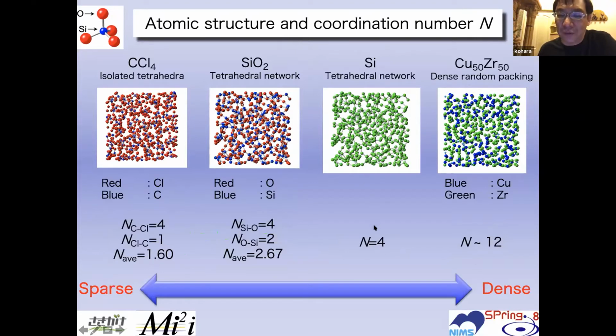In amorphous silicon, coordination number is 4 because every silicon atom has 4-fold. And in silica, silicon has 4-fold and oxygen has 2-fold, so average 2.67. In carbon tetrachloride, tetrahedra is isolated, so coordination number of chlorine around carbon is 4, but coordination number of carbon around the chlorine is 1. So average 1.6. So this is really sparse, but this is really dense, almost no cavity.